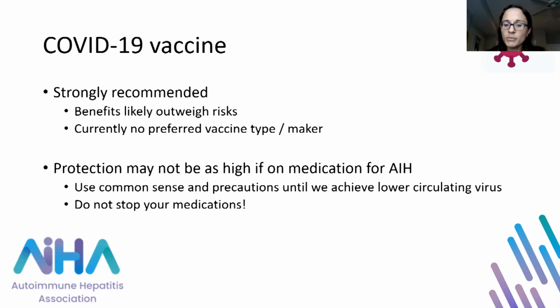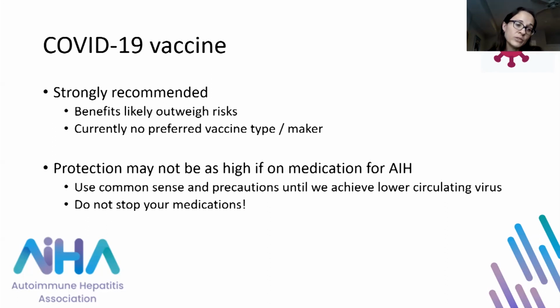In addition, currently, there's really no preferred vaccine type or maker. As you know, there are now 3 commercially available vaccines against COVID-19 here in the US. There has been no clear sense that one is better over the other, or one is more risky over the other.